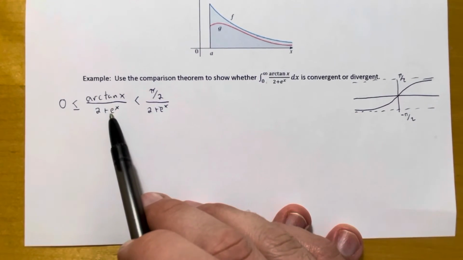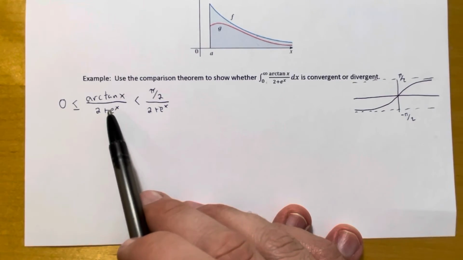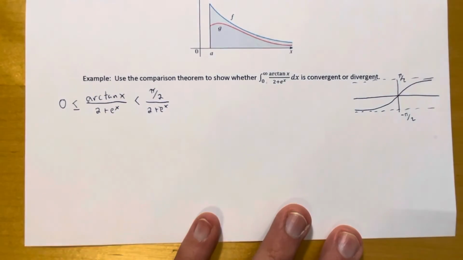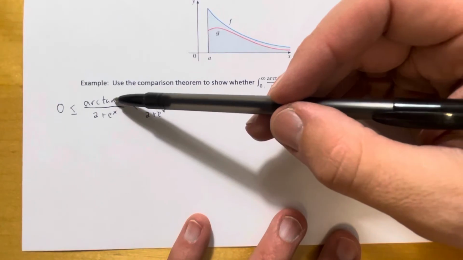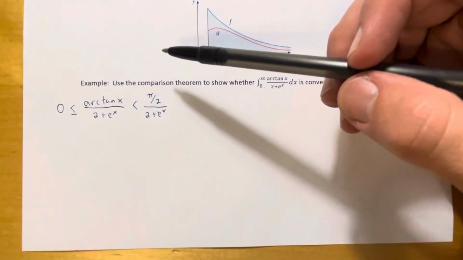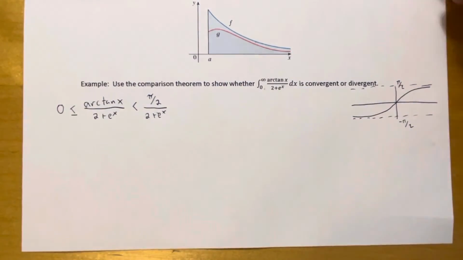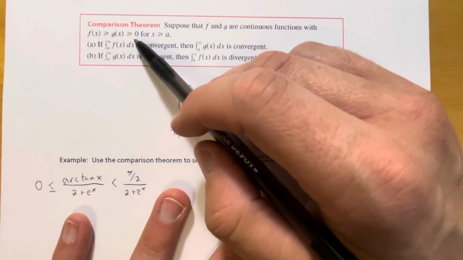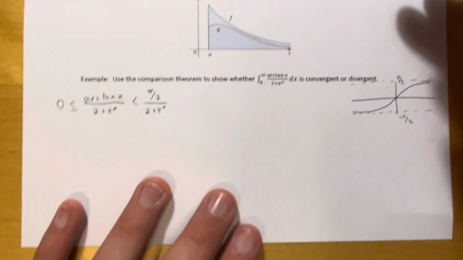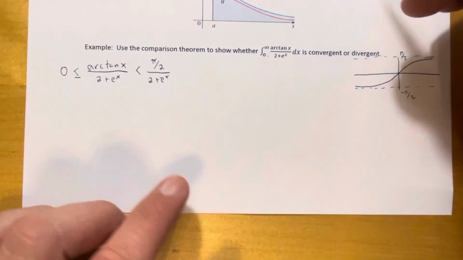The exponential function is also always positive. Adding a positive number to that won't change that. So this is necessarily a non-negative number over a positive number, which means it has to be greater than or equal to 0. Remember, that was one of the conditions that were necessary for these functions here.